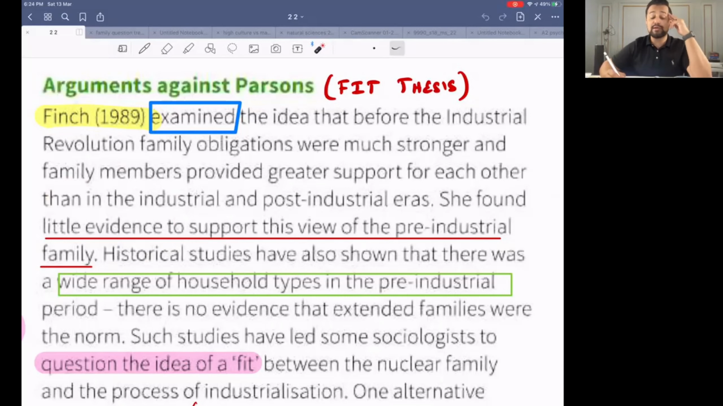The question that arises here is, have we double checked this? There have been so many historical studies that have shown that there was a wide range of household types present in the pre-industrial period, and there's no evidence that extended families were the only norm. Remember, norm comes from the word normal. In this context, there's no evidence that extended families were the only acceptable family form. Do we get this?